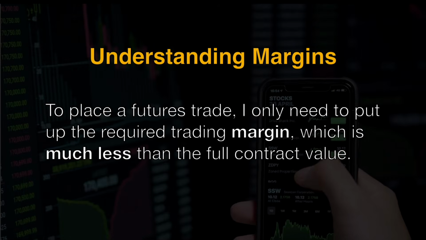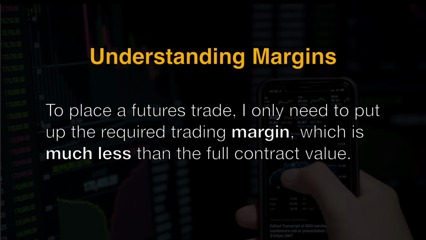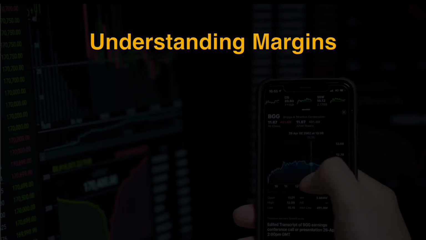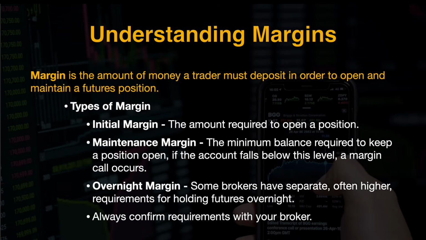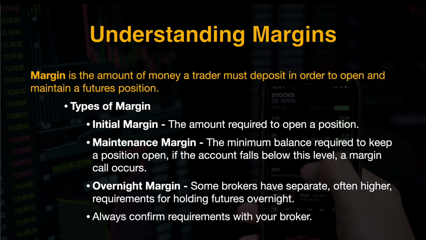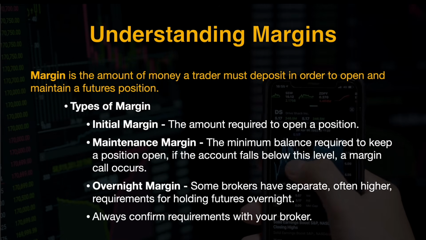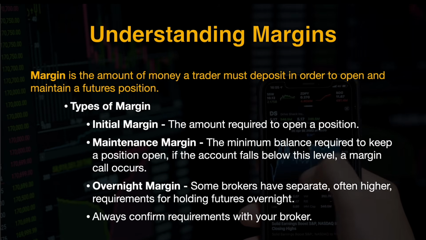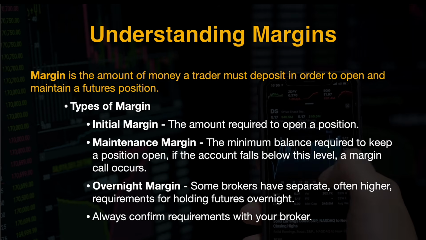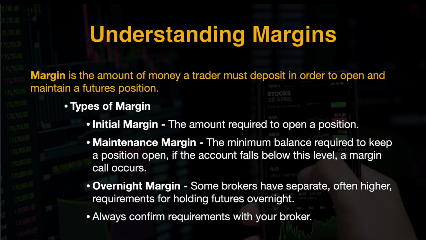A word about margins. To place a futures trade, I only need to put up the required trading margin, which in futures is much less than the full contract value. Margin is the amount of money a trader must deposit in order to open and maintain a futures position. There are 3 types of margin: initial margin, maintenance margin, and overnight margin. Initial margin is the amount required to open a position, while maintenance margin is the minimum balance required to keep the position open. If the account falls below this level, a margin call occurs. Some brokers have separate overnight margin, which is often higher, and you always want to confirm requirements with your specific broker.